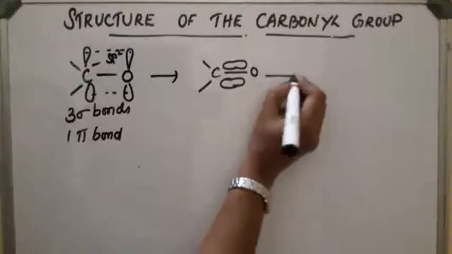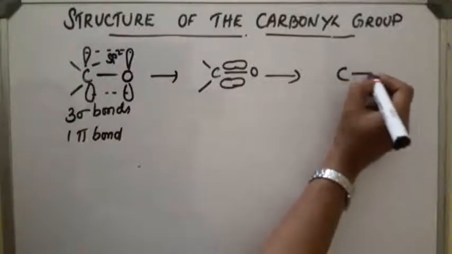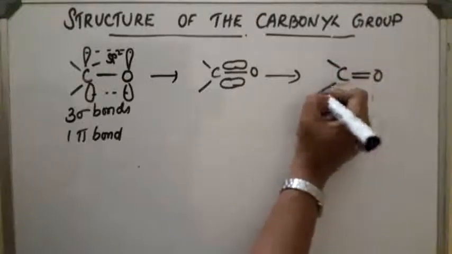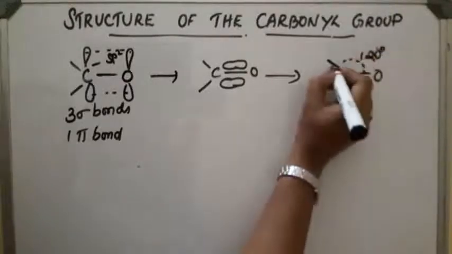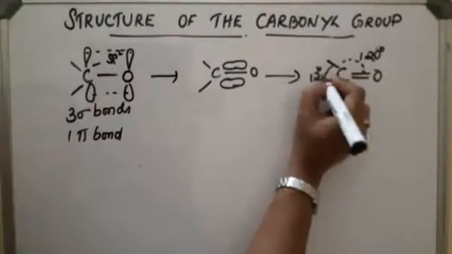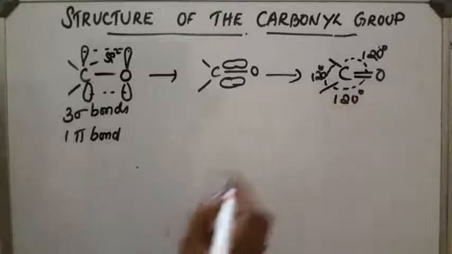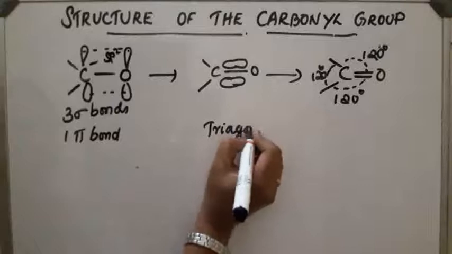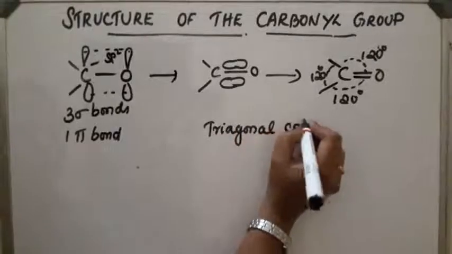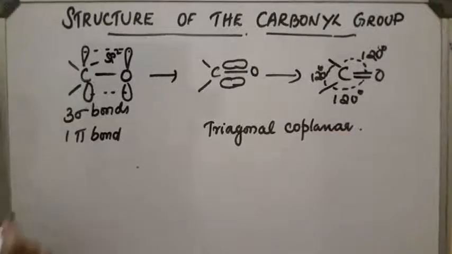Now next, what will be the structure? First we have to find the angle. The bond angle will be 120 degree each. So the structure of the compound is trigonal coplanar. Next, polarity.